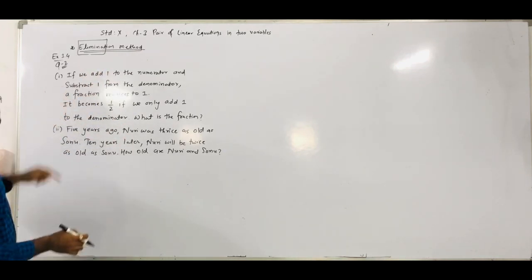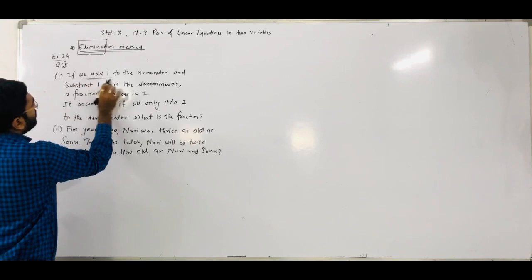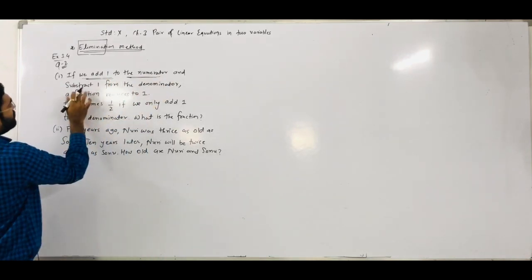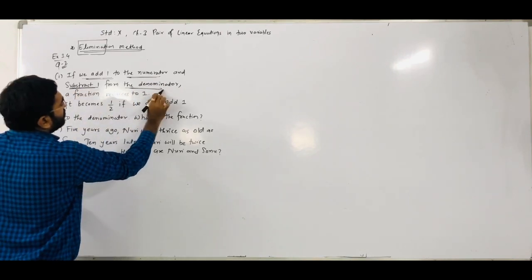So first of all, read question number 1. If we add 1 to the numerator, in the numerator we have to add 1 and subtract 1 from the denominator, right?